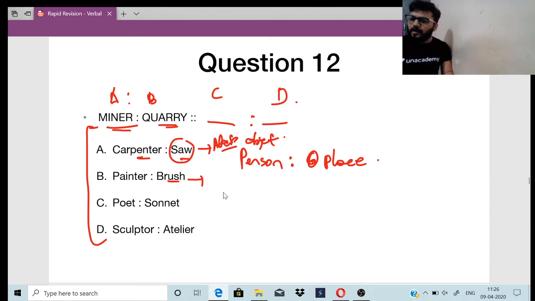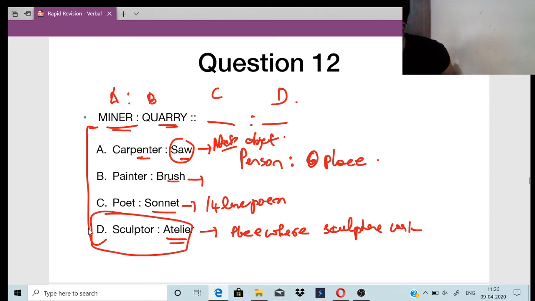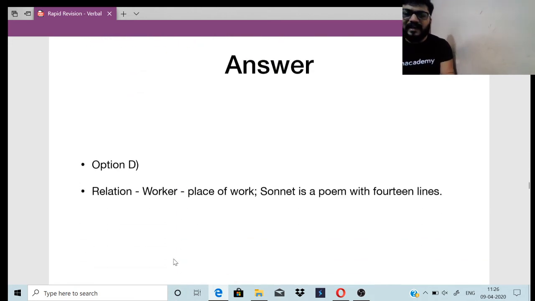Sonnet is a 14 line poem. Atelier is the place where sculptors work. So it is option D. Minor, query, so it is option D. The place where the people work. The relation is worker to place of work. Sonnet is a poem with 14 lines.